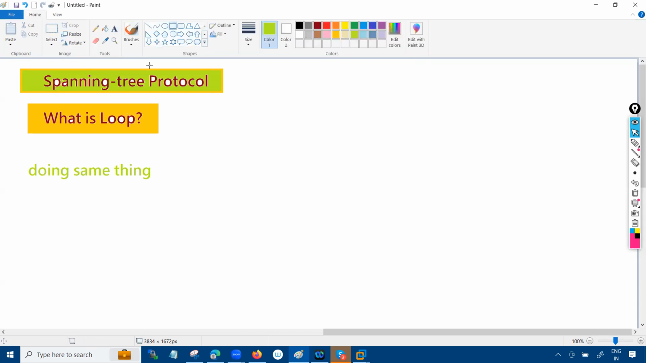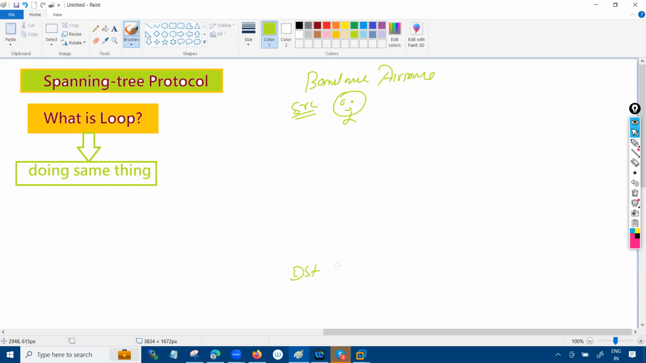Let's take an example, infinity, great. But some loops are not infinity. So take an example. There's a guy at the Bangalore airport. He started the journey, and the source is the Bangalore airport. The destination is maybe HSR Layout. Unfortunately, what happened? He started the car from there, right?